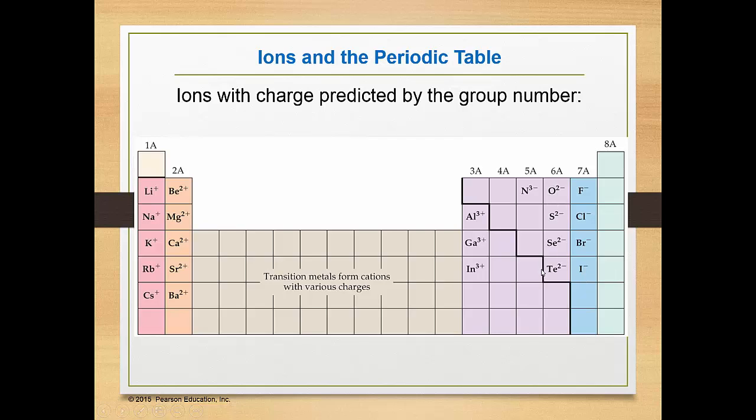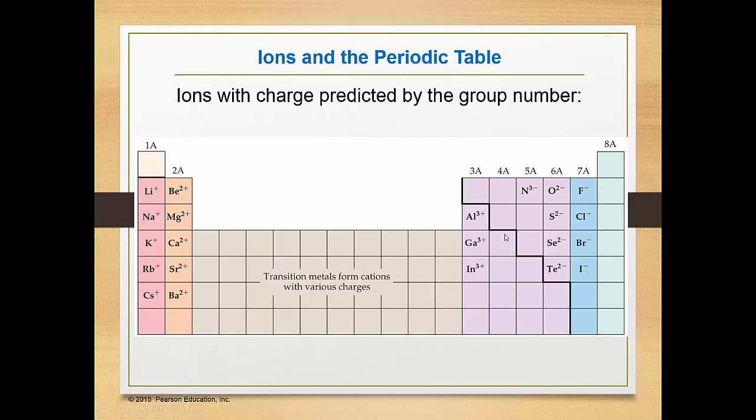Now if I look at group 6A, I have to go 2 steps to get to that column. These all tend to form -2 ions. I look at group 5A, it has to go 1, 2, 3 steps, so they form 3-. And they haven't shown every element here, but that pretty much holds down the column.